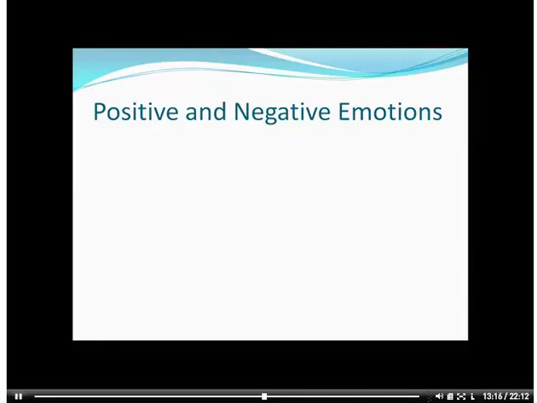Okay, did you make your guess? Let's see. The left side of the brain is more for positive emotions, and the right side of the brain is more for negative emotions. So I'm going to let you write that down. But then I'm going to go back to the other slide that we had before, and we're going to look at some really interesting things that go along with this. Okay, so left is positive, right is negative.